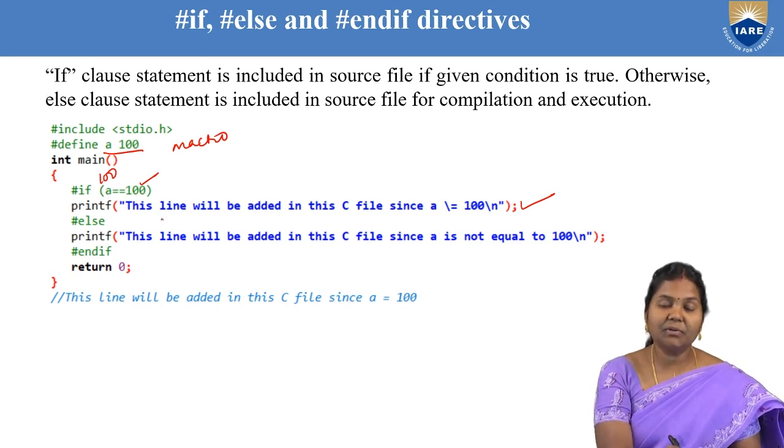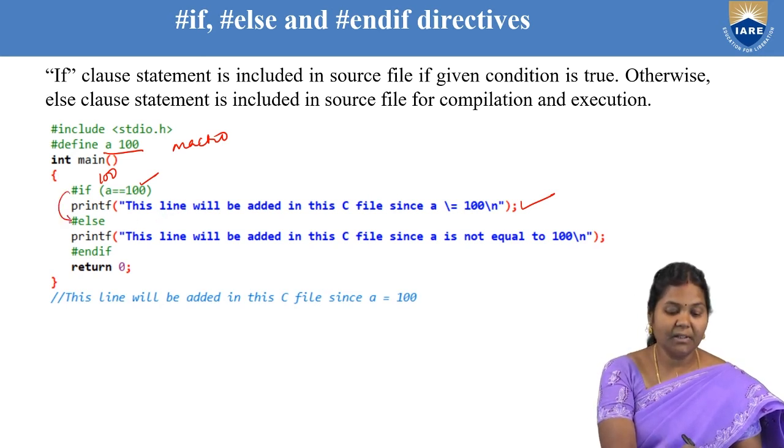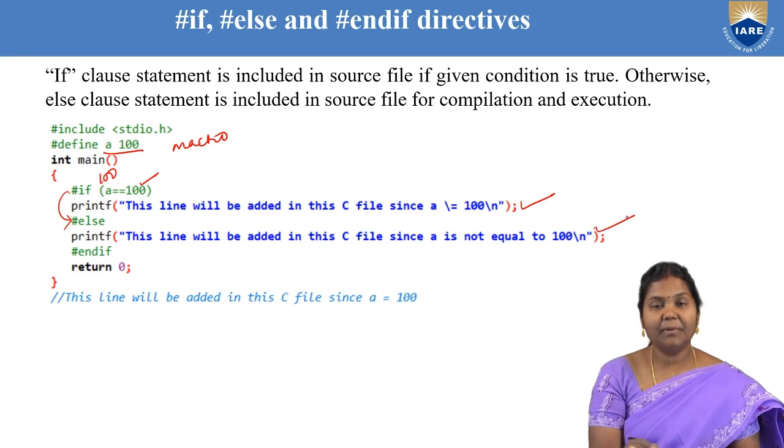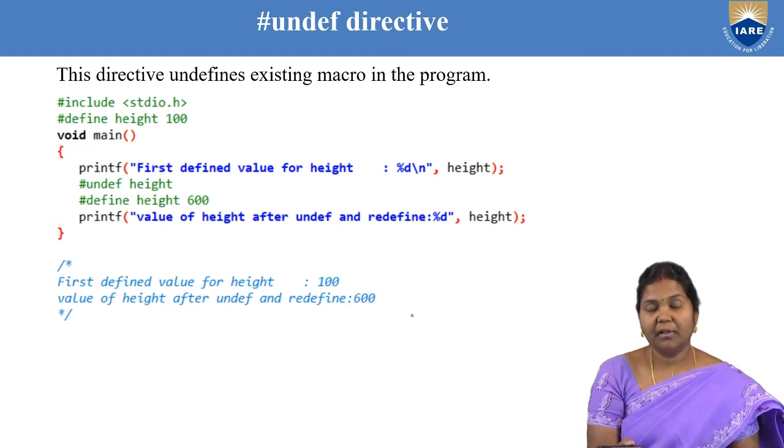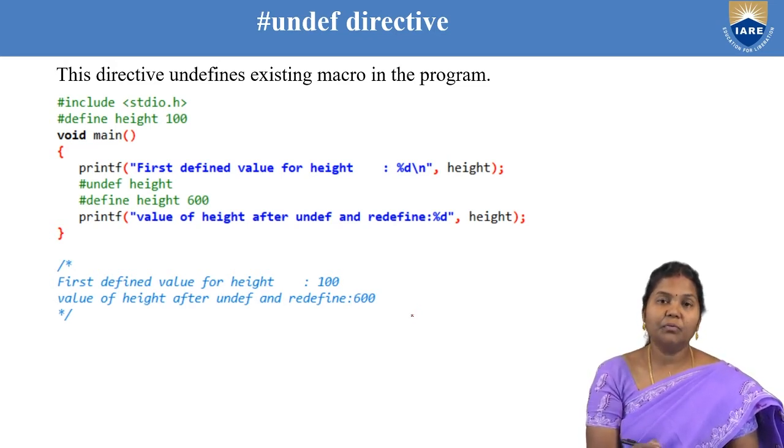Otherwise, if the values are not matching, then it will come to the else part and this statement will be included for compilation. So, this way, if else is used. Now, whenever you are using an if clause directive for conditional compilation, if you have defined a macro but you do not want it, you can undefine a macro using the hash undef directive also.